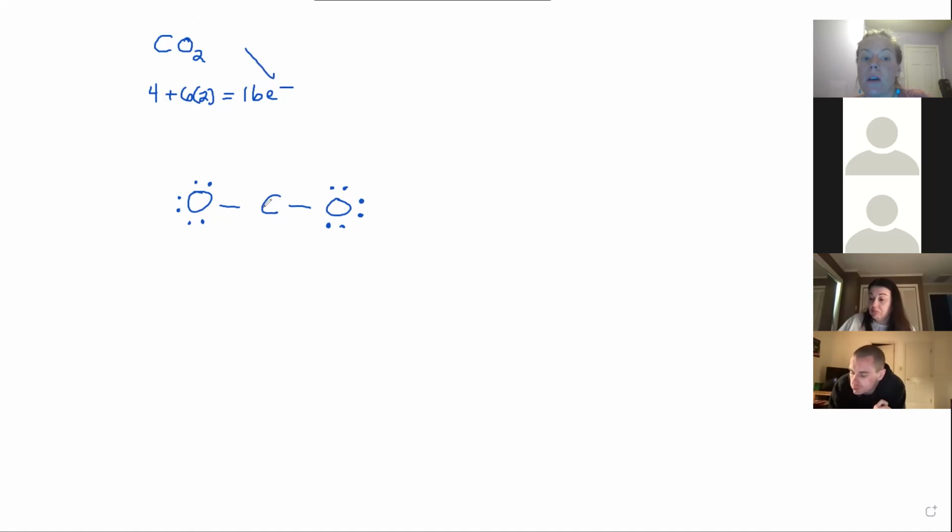Oxygen's happy. What's going on with carbon? Is carbon currently happy? Is he meeting his octet? No, carbon right now only has access to 4 electrons. Can I add more electrons to the board like this? No, I have to have 16. This is a structure that has 20. That's no good, okay? So we don't want to do that.